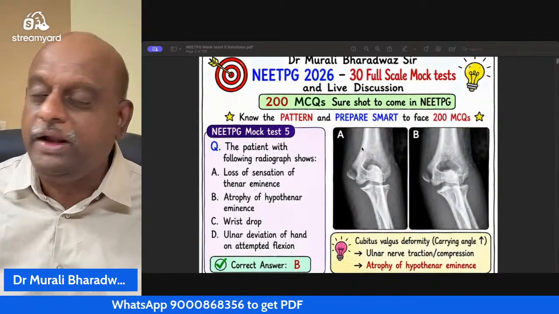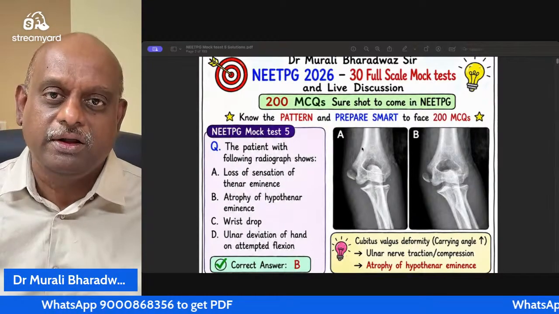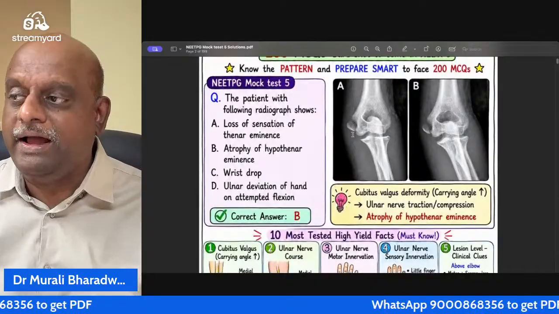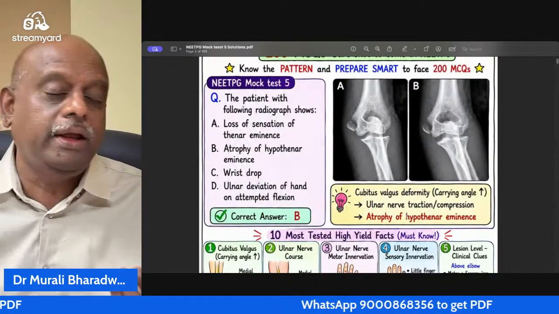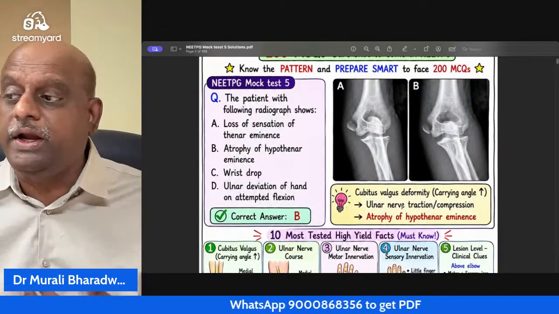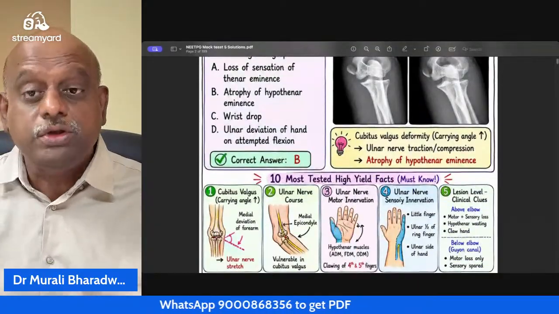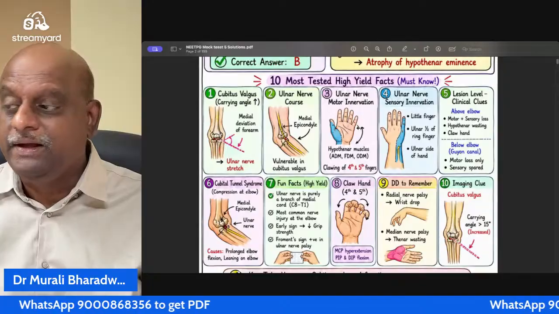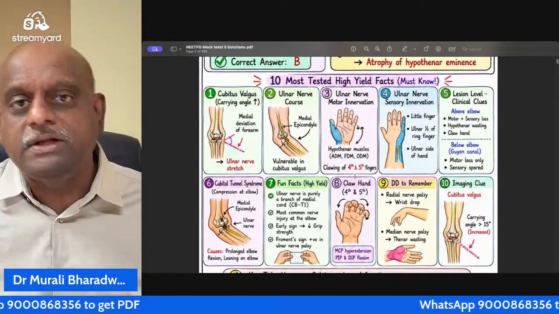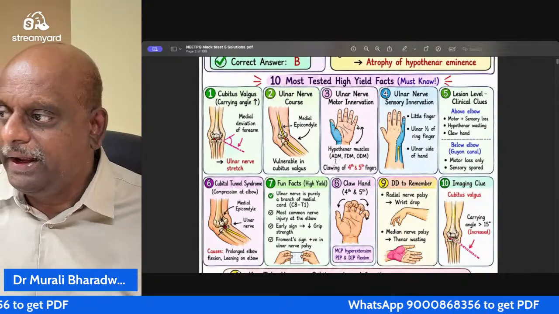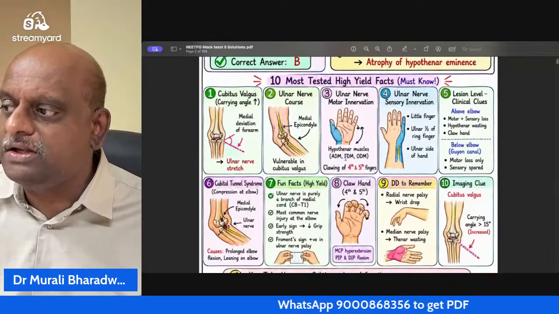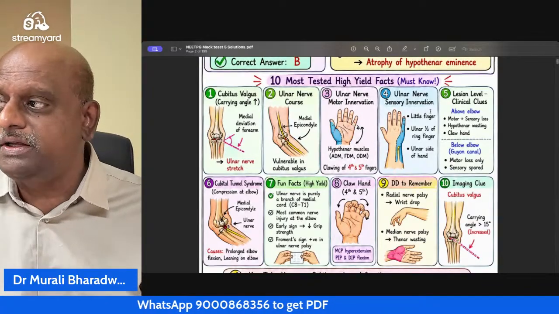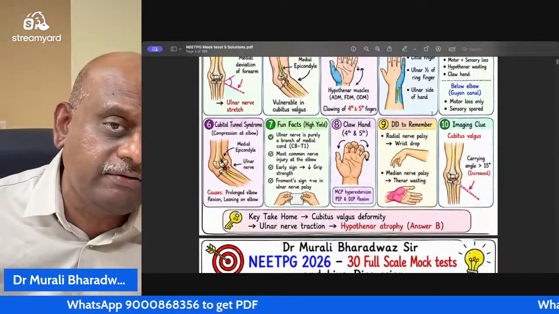Good to see 8 online classmates and many more who are all attending. So the patient in the radiograph is typically showing a cubitus valgus deformity which leads to ulnar nerve injury, which leads to atrophy of the hypothenar muscles, is what you need to remember. All the hypothenar muscles are typically supplied by the ulnar nerve, and you should also know the ulnar nerve sensory innervation, claw hand, etc.